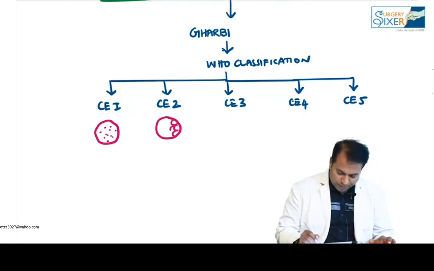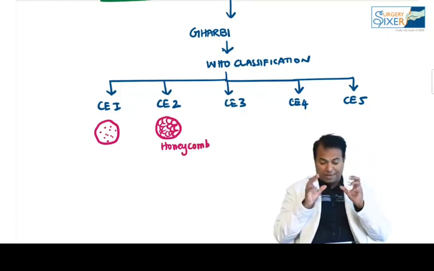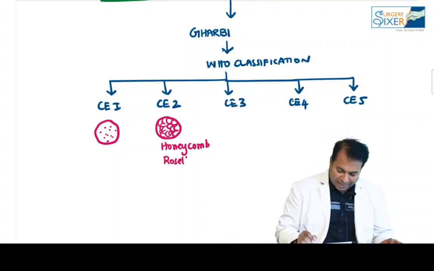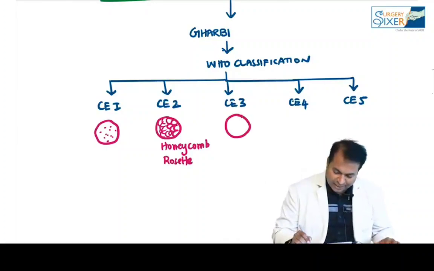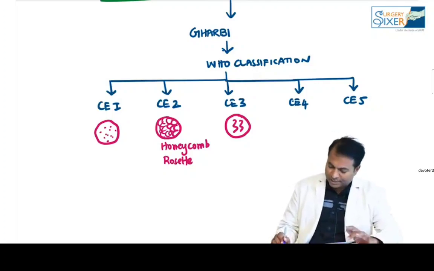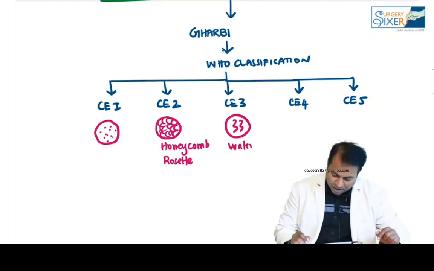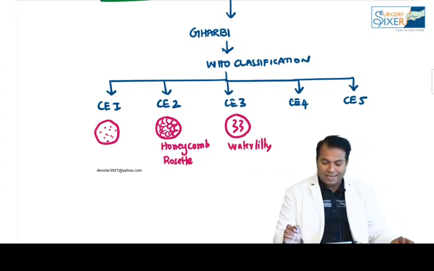CE2 is honeycombing of the cyst, also known as rosette-like appearance. CE3 is like this. What is this appearance known as? This is known as water lily appearance or water snake appearance.